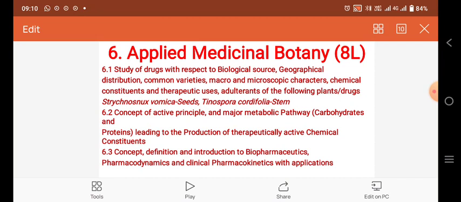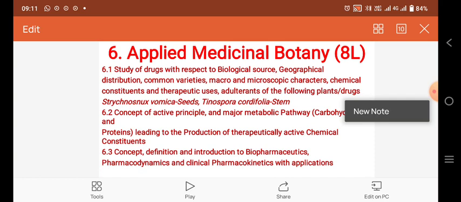So, applied botanical medicinal study, right? For this we have to see in detail their biological source, geographical distribution, common varieties, macro and microscopic characters, chemical constituents, therapeutic uses, and adulterants, that is, the mixing of other plants. The two examples are Strychnos nux vomica and the Tinospora cordifolia stem.